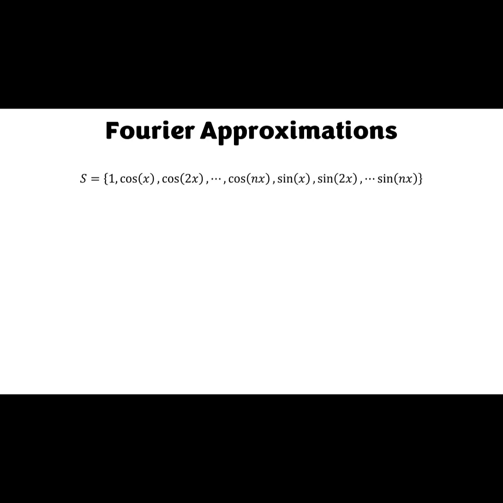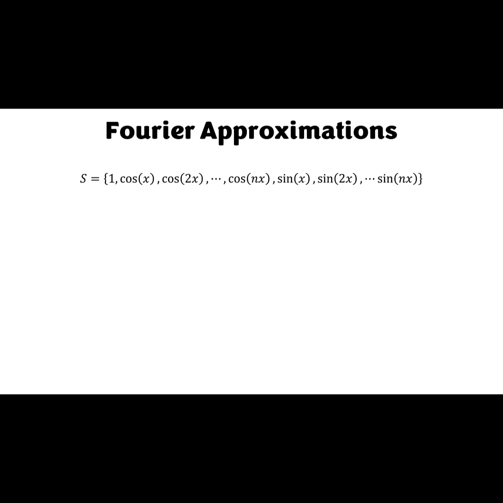So if you have this set of functions where the first function is y is equal to 1, so it's a constant function, and cosine of x, cosine of 2x, incrementing all the way up to cosine of nx, and then sine of x, sine of 2x, incrementing all the way up to sine of nx. So there's n cosine functions and n sine functions and one constant function. So there's 2n plus 1 functions in total in the set.